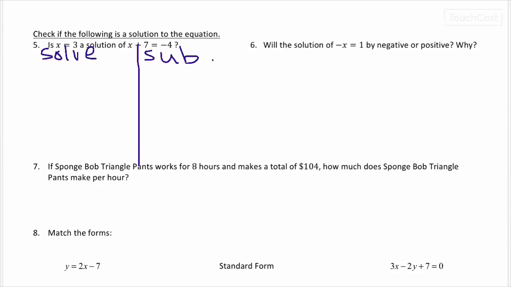Okay? Okay, solving, that just means I have x plus 7 equals 4. Okay. X plus 7 equals, sorry, my bad, negative 4. Let me fix that.